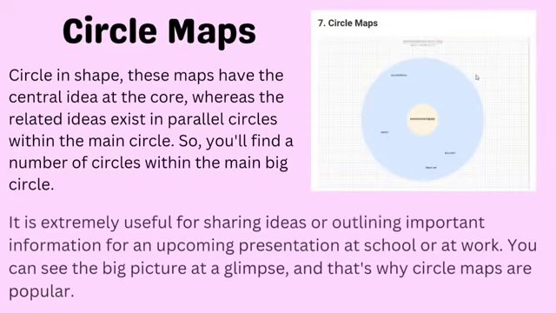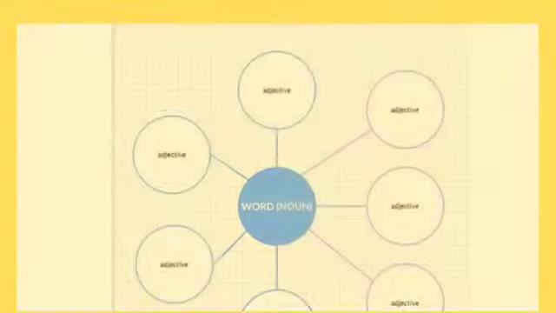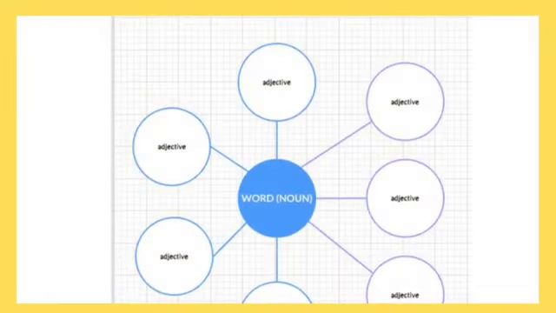Now we'll talk about circle maps. Circle in the shape, these maps have the central idea at the core, whereas the related ideas exist in parallel circles within the main circle. So you'll find a number of circles within the main big circle. It is extremely useful for sharing ideas or outlining important information for an upcoming presentation at school or at work. You can see the bigger picture at a glimpse, and that's why circle maps are important.